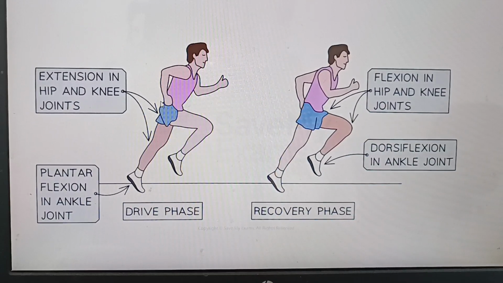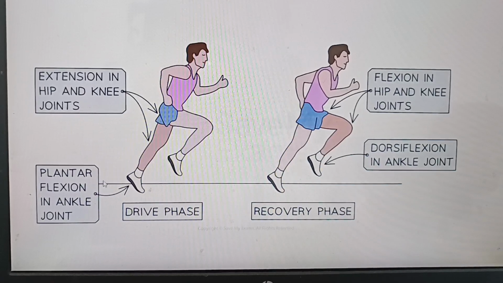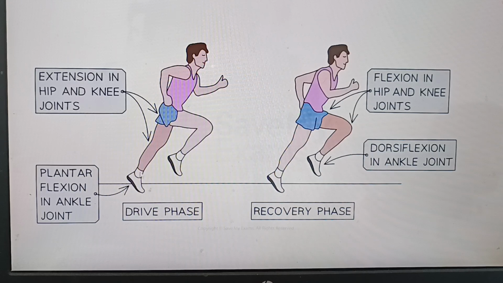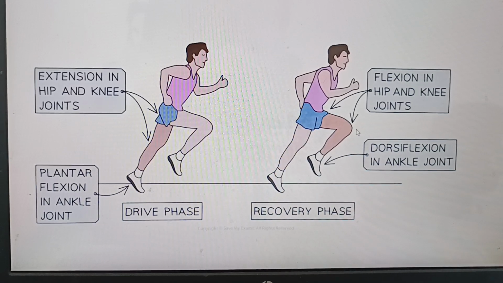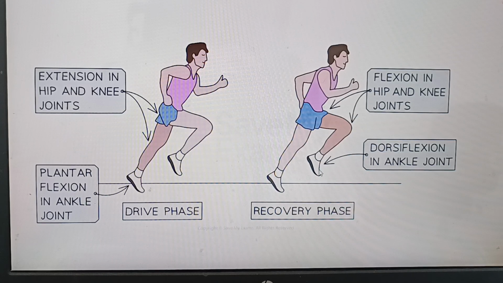Now this picture is a combination picture where we can make out the hip as well as the knee joint and the ankle joint. So in this limb, the hip is extended, the knee is extended and the ankle is in plantar flexion. That is, the plantar aspect of the sole is flexed. And in this limb, you can see the hip is flexed, the knee is flexed, and the ankle is dorsiflexed.